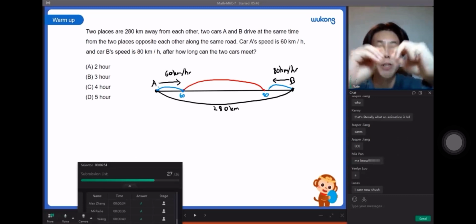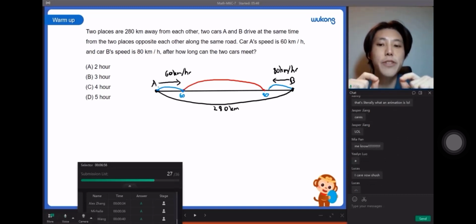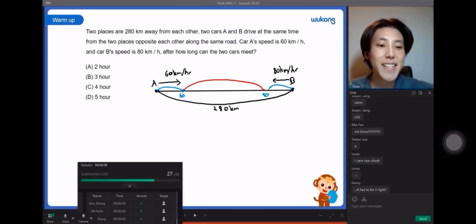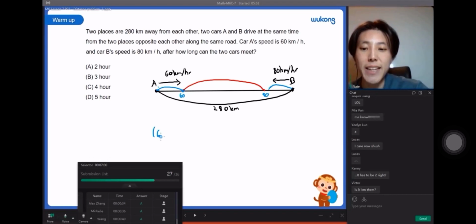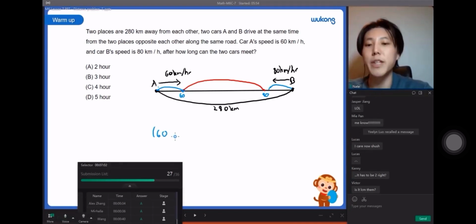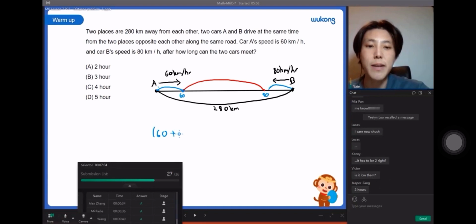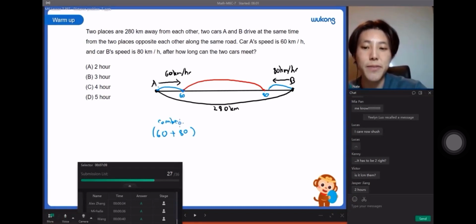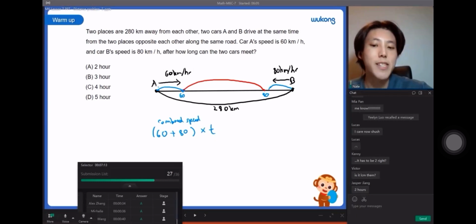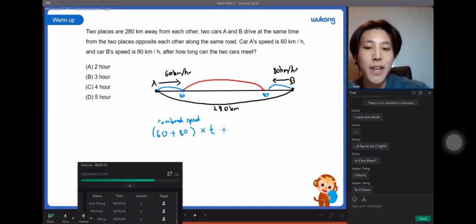So what you have to do is the same as saying, if I add, because time flows equally for both of them, 60 plus 80, the combined speed, times time, which is something that we want to solve right now, is going to equal 200 kilometers. And that's the distance.